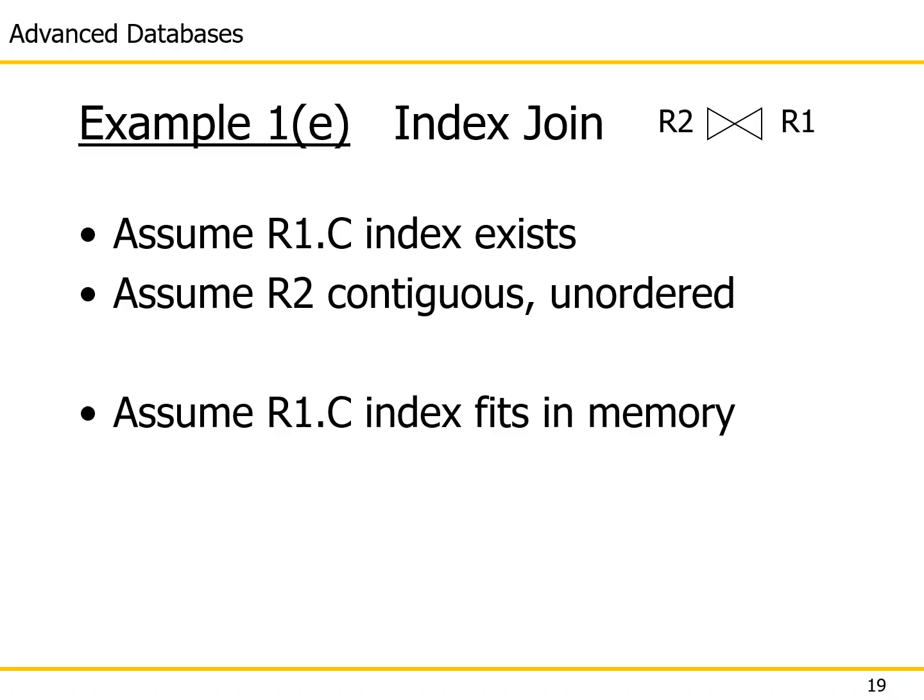If R1 is the primary and R2 is the foreign, most likely R2 is not sorted according to the foreign key value. I will make the very important assumption here that the R1.C index fits in memory. So we're not going to actually pay IOs for working with the index for now. Again, the assumption is that the R1.C index exists, R2 is contiguous, and it's not ordered.